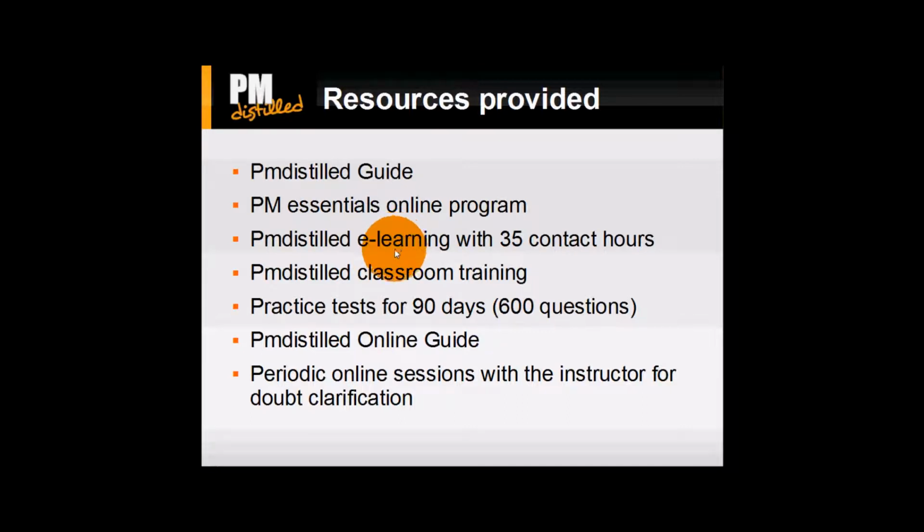Once you complete either the PM Distilled e-learning with 35 contact hours or the PM Distilled classroom training, you will get a 35 contact hours certificate, which you can use for applying for the PMP exam. Upon completion of this, we'll give you an exam simulator comprising around 600 questions, which you can use for exam practice for 90 days. What we suggest is that you do this exam practice till you start scoring around 70 to 80 percent consistently, and that is the time when you should apply for the final exam.